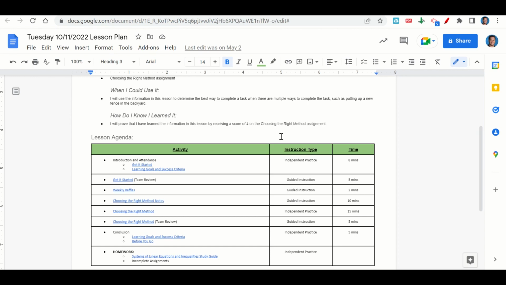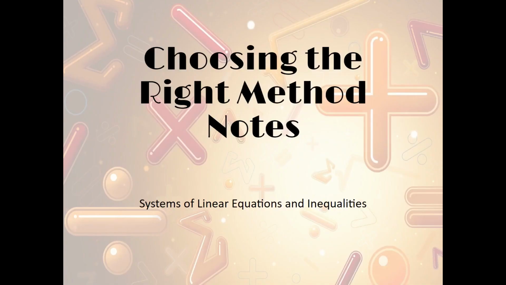After that, we'll go over the Choosing the Right Method notes, and then I'll give you time to complete the Choosing the Right Method assignment. Once you've completed the assignment, we'll go over it together and answer any questions that you may have. At the end of class, we'll go back over our learning goals and success criteria while you fill out your Before You Go. Your only homework for tonight is to continue working on the systems of linear equations and inequality study guide and any incomplete assignments that you may have. Let's take a look now at the Choosing the Right Method notes.